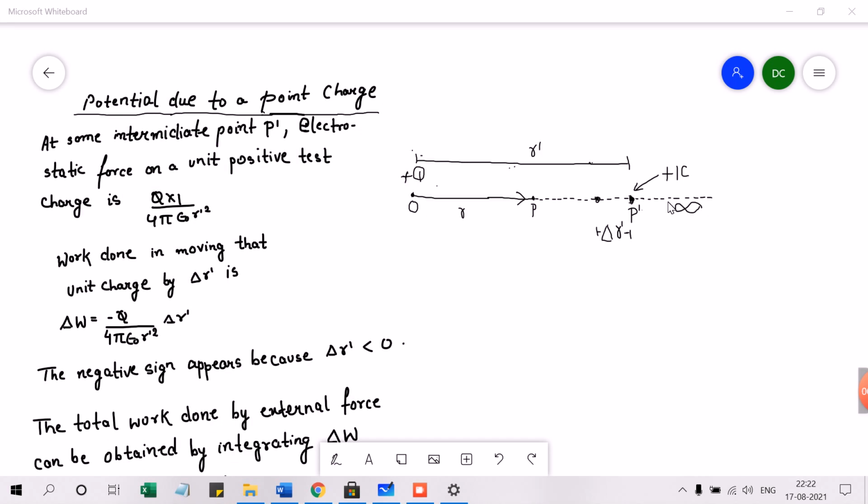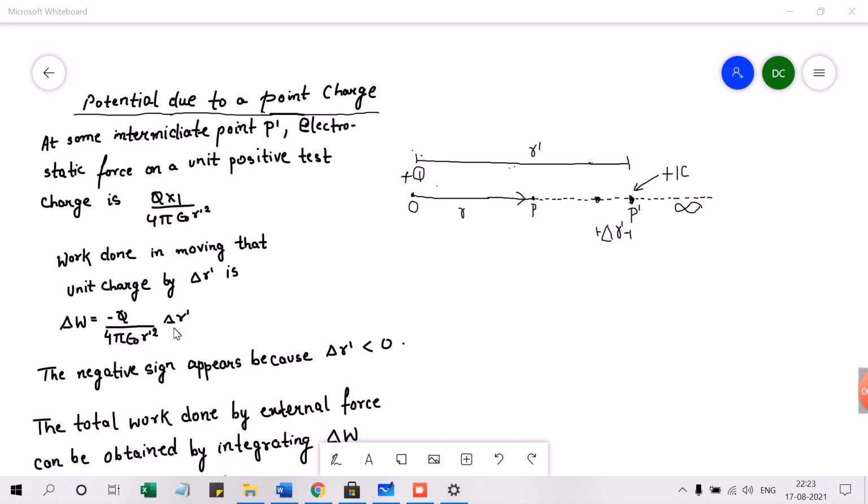Now the force on that particular charge at point P dash is q into 1 by 4 pi epsilon naught r dash square. R dash is the distance between the point O and the point P dash. Now work done in moving that unit charge by delta r dash is delta W equal to minus q by 4 pi epsilon naught r dash square into delta r dash. Here it is the force and delta r dash is the distance.